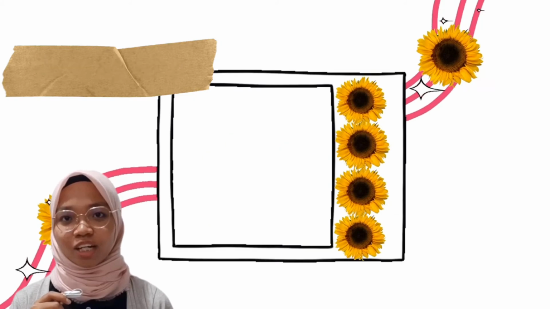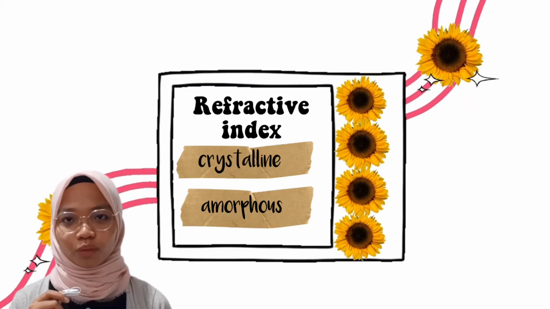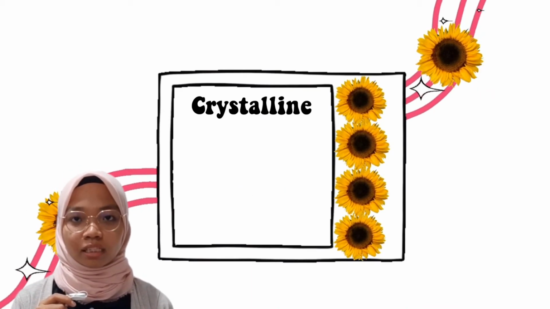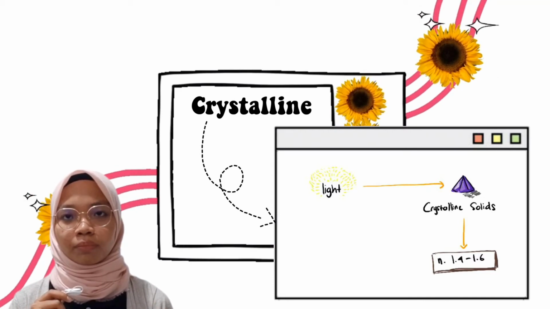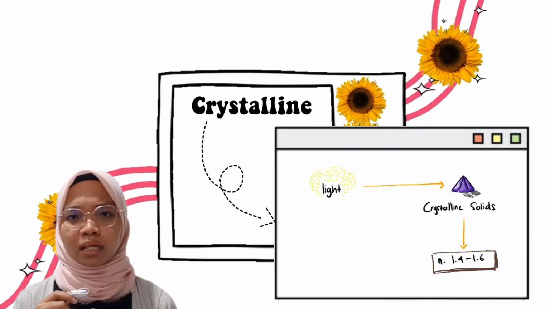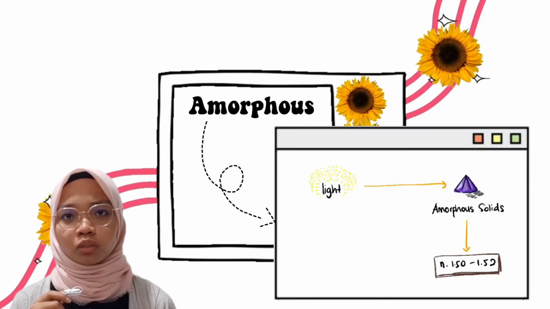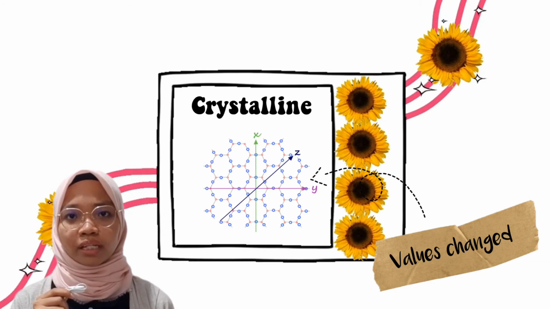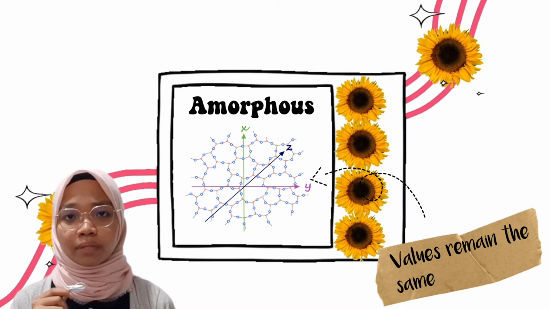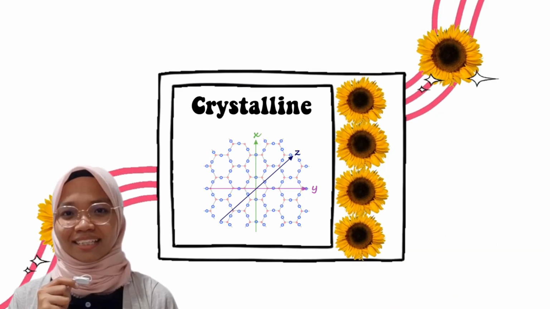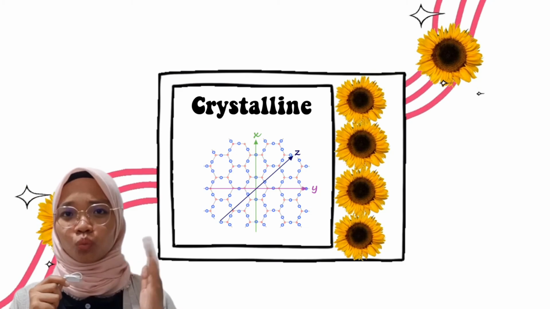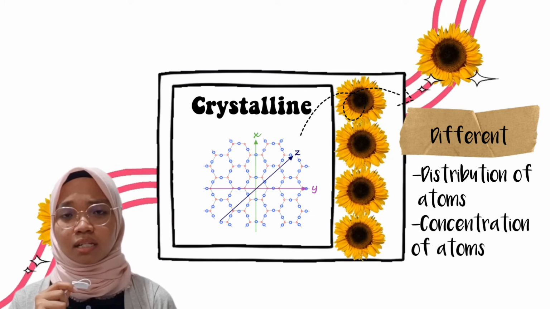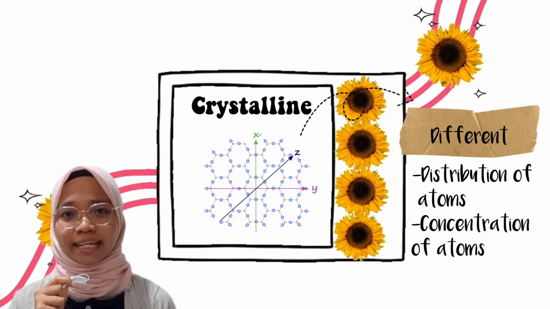To give you a better insight, we use refractive index measurement at a single wavelength fixed at the x-axis for crystalline and amorphous solids. The crystalline will have a range of values, for example 1.4 to 1.6, but the amorphous will range from 1.5 to 1.52 only. When the wavelength changes direction to the z or y-axis, the value changes drastically for crystalline, but remains the same for amorphous solids. This is because in crystalline solids, the x, y, and z-axis have different distributions of atoms. They have different concentrations of atoms. Therefore, the measurement of physical property changes depending on the direction of the measurement.